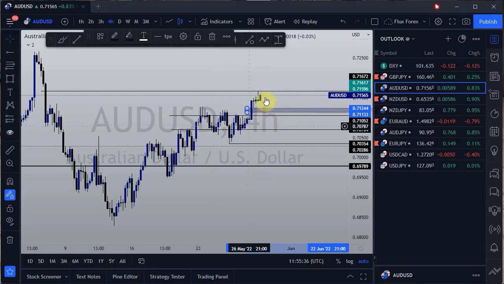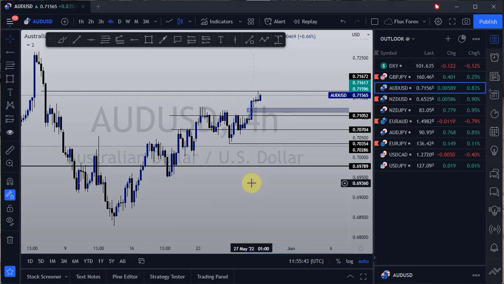Going into this week, I want to see price retrace a little bit into this fair value gap, and then you see a continuation to the upside.